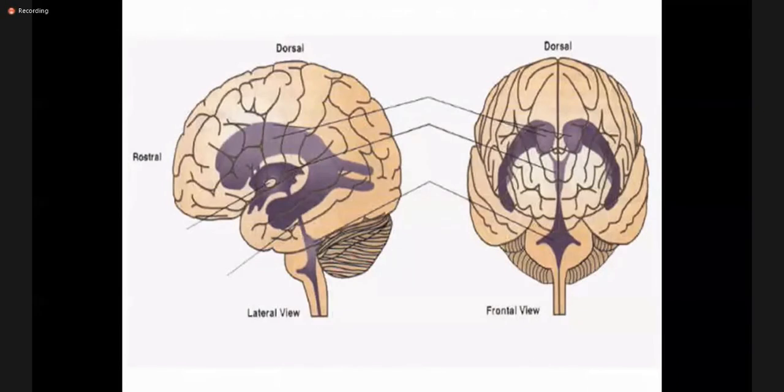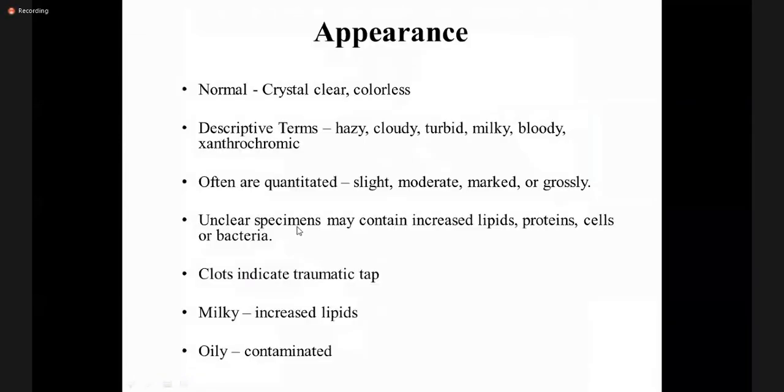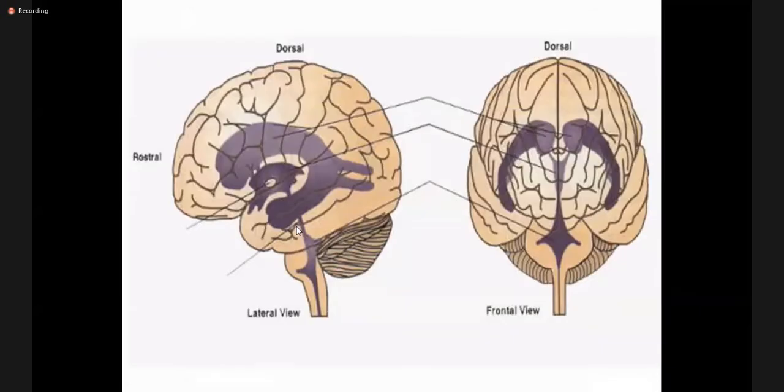This is another view of the ventricular system. Lateral ventricle, foramen of Monro, third ventricle, aqueduct of Sylvius, and this is the fourth ventricle and spinal canal. This is the front view: lateral ventricle, foramen of Monro, third ventricle, Sylvian aqueduct, fourth ventricle. Okay?